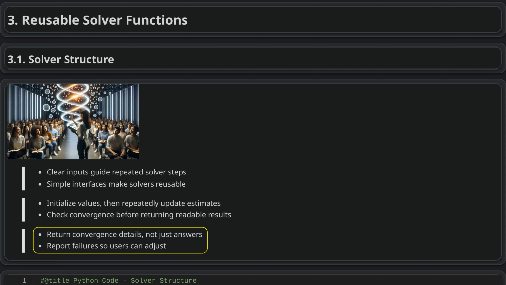A good numerical solver should report not only the final answer, but also whether it converged, how many iterations it used, and how close it came to the desired tolerance. This information helps engineers judge whether a result is reliable for design decisions. If the solver stops because it reaches an iteration limit, it should make that clear so the user can adjust the starting guess or method.